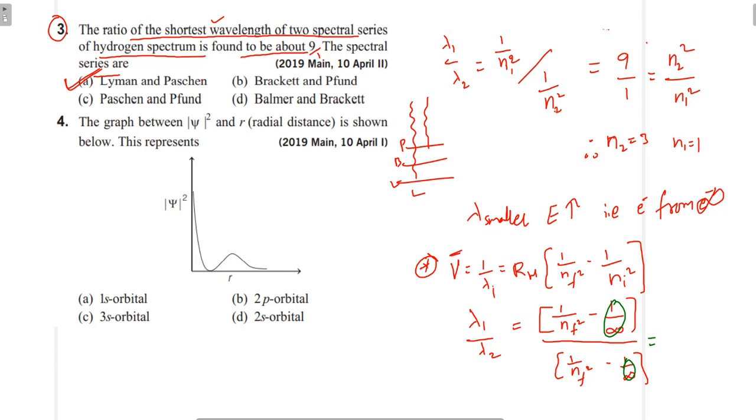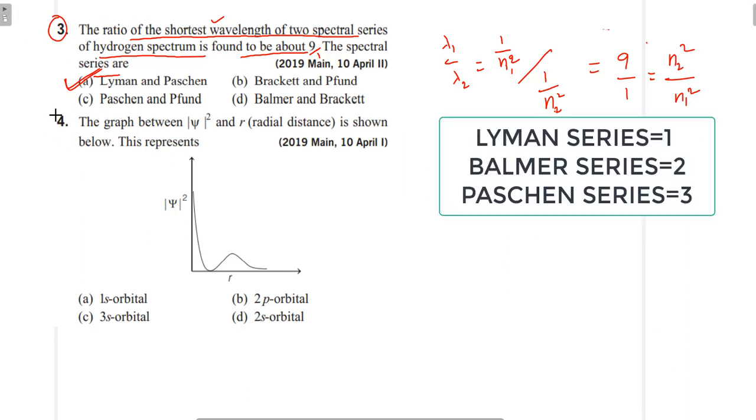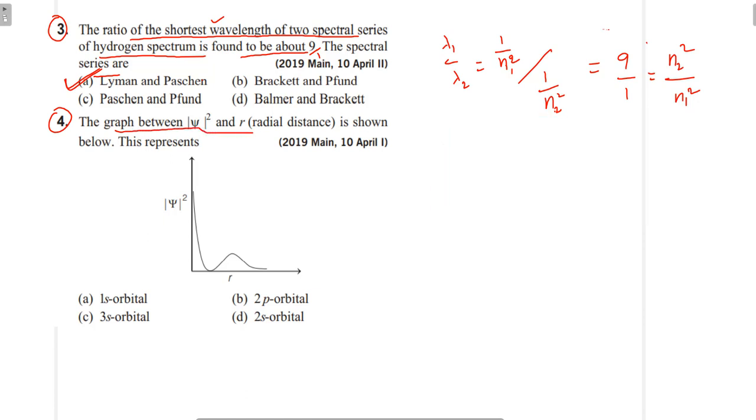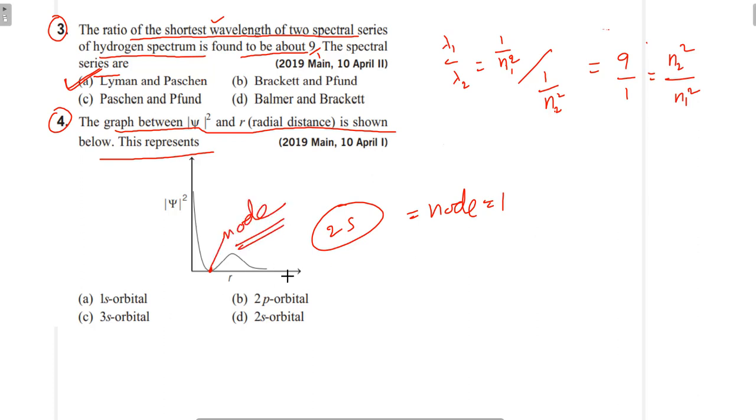Next, question number 4. The graph between psi square and r radial distance is shown below. This represents, see here 1s, or this is the one node. Okay. So generally directly I can write it is a 2s orbital. So 2s के लिए node will be 1. So one node is there. So answer is direct 2s. D is the answer.